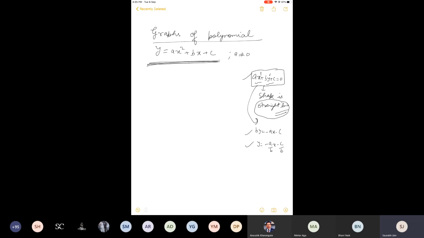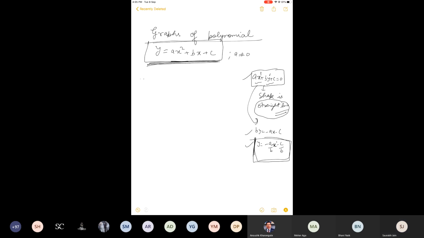See, what is the difference between this one and this one? Clearly it is the difference in the degree of the expression on the right hand side. In this one, y is equal to minus a upon b x minus c by b. So here the power is 1 while here the power is 2. So it has a different shape. First of all, let us discuss what that shape is. It is certainly not a straight line.